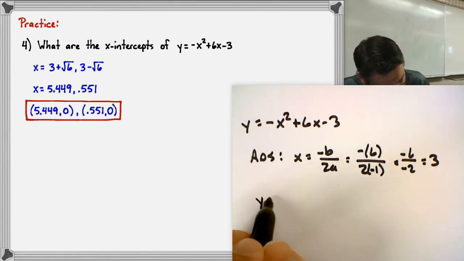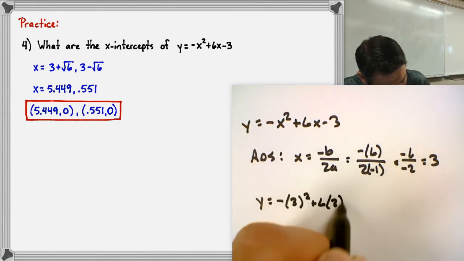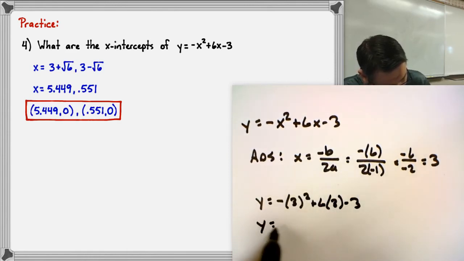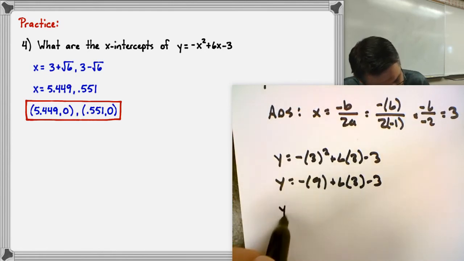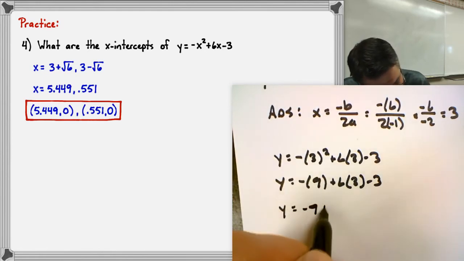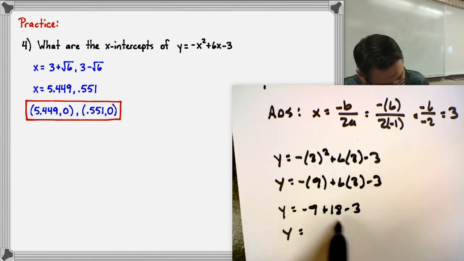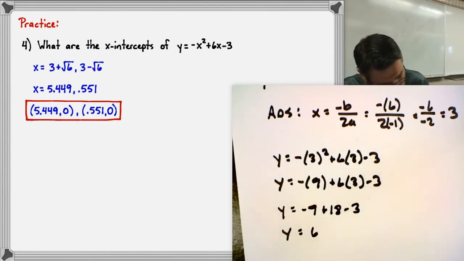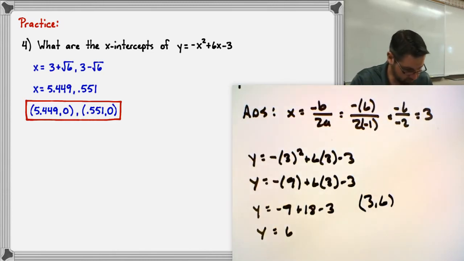Then we plug that in, so we got negative 3 squared plus 6 times 3 minus 3. Do our exponents first, so that's 9. Then we'll do our multiplication. So we get negative 9 plus 18 minus 3. And then negative 9 plus 18 is 9, minus 3 is 6. So our vertex is going to be 3, 6 here.